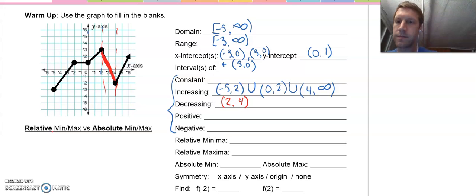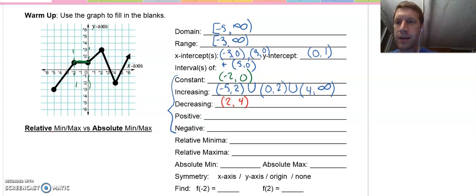Okay, constant. This should not be earth-shattering for you. It is the flat section, okay? This is our interval of constant, so in that corridor. So from -2 to 0. And if you put all those together, you're basically getting your domain, right? If you kind of just move from left to right, you're representing the entire domain. Everything's either increasing, decreasing, or constant.